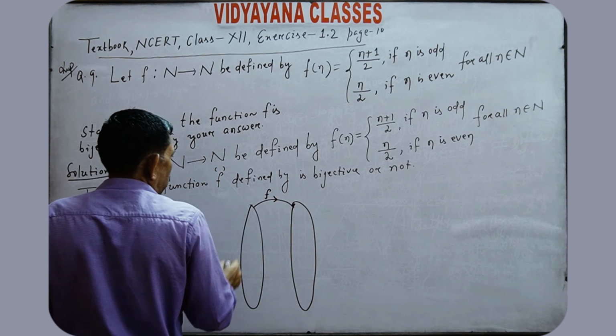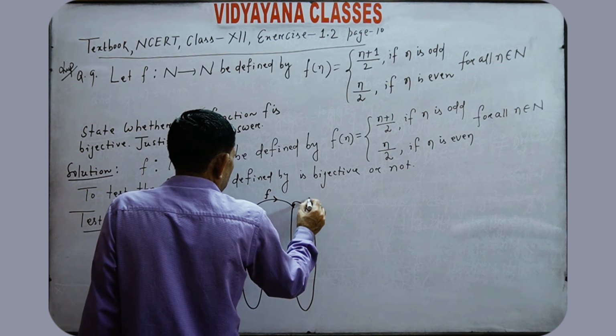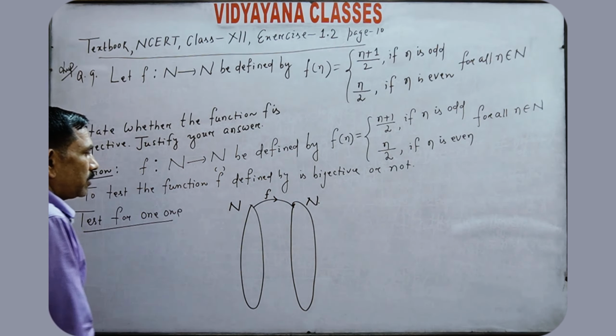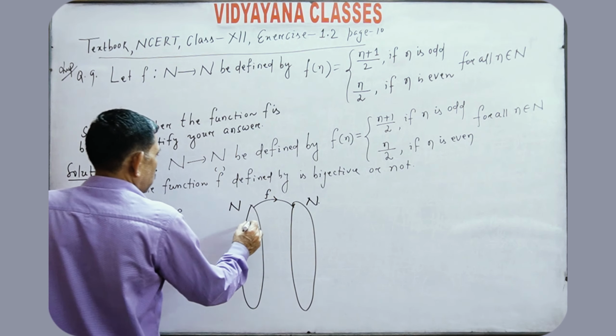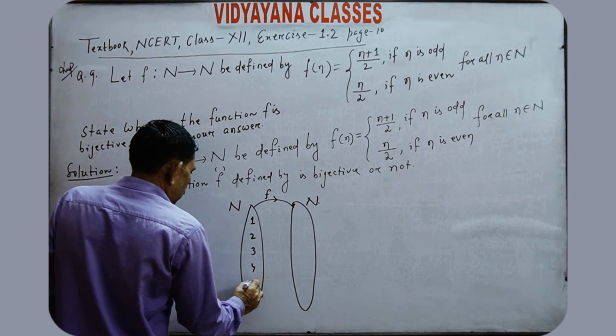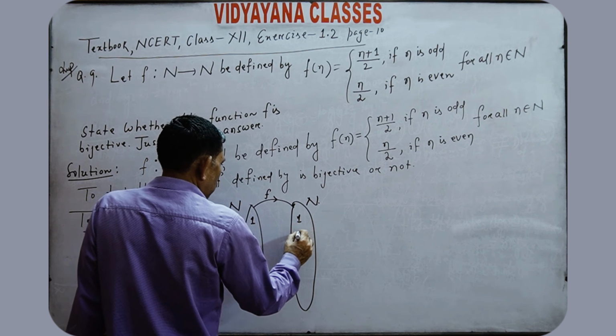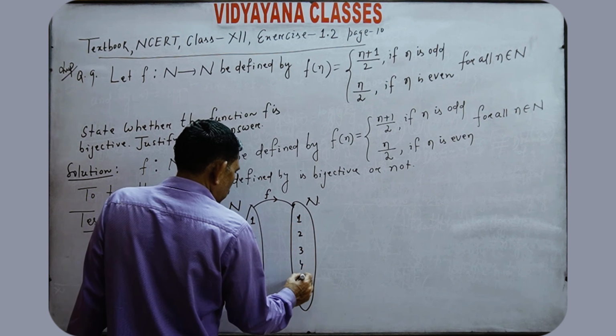f is the function defined by N to N. N is the set of natural numbers: 1, 2, 3, 4, 5.